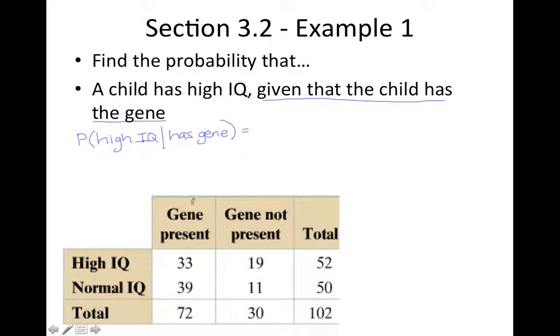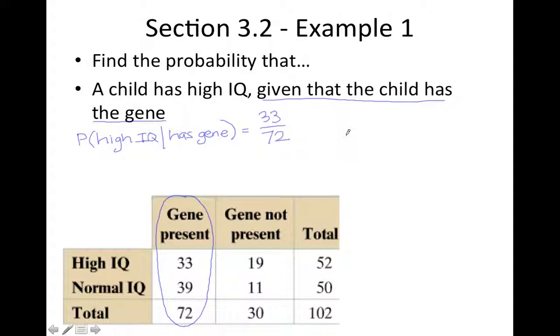So given that the child has the gene, that means the gene is present. So what I want to look at is just this column. I'm narrowing down my entire table to just this column. Okay, so given that the child has the gene. And then from just this column, I'm going to look at the probability that the child has a high IQ. So that would be those that have a high IQ, 33 out of 72. And that's all there is to it.